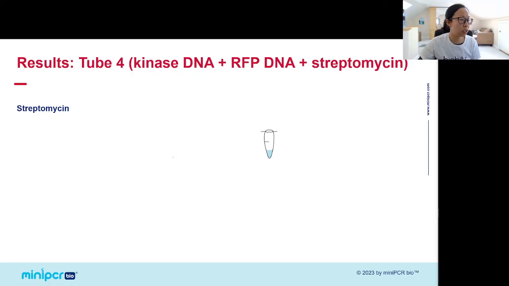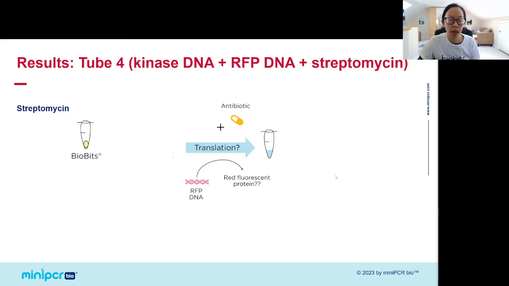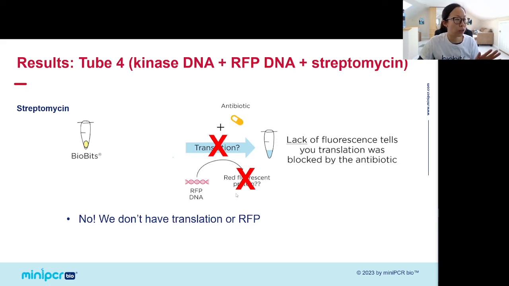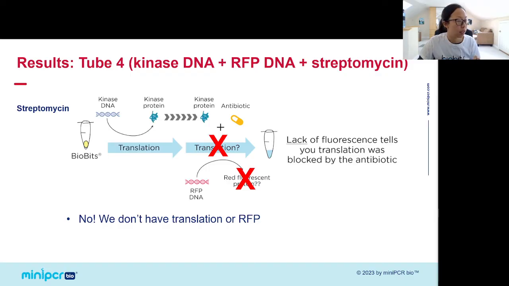All right, so let's get to tube 4. Let's start with the lab group that used streptomycin. So in this tube, we saw no RFP. So this tells us that translation didn't work and protein synthesis did not happen. That means even though we added this kinase DNA, which made the kinase protein, this did nothing to prevent the streptomycin from inhibiting the ribosome.